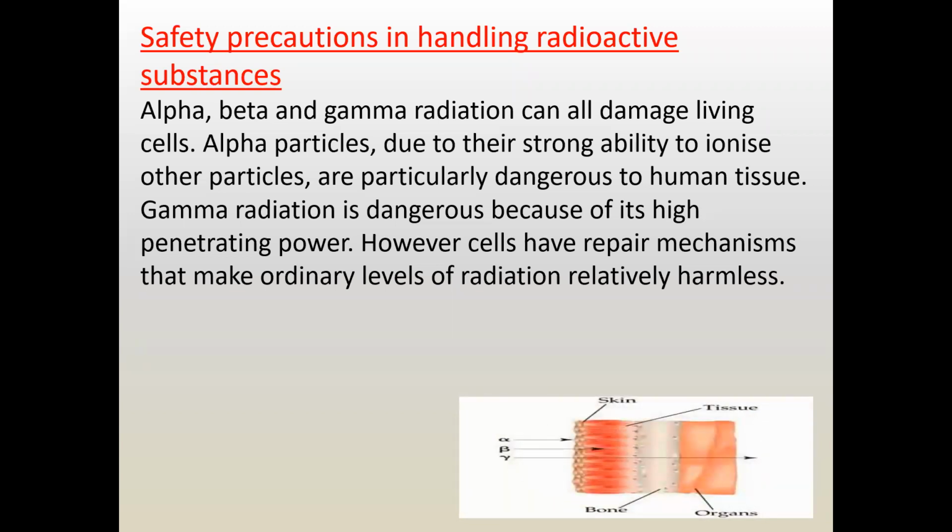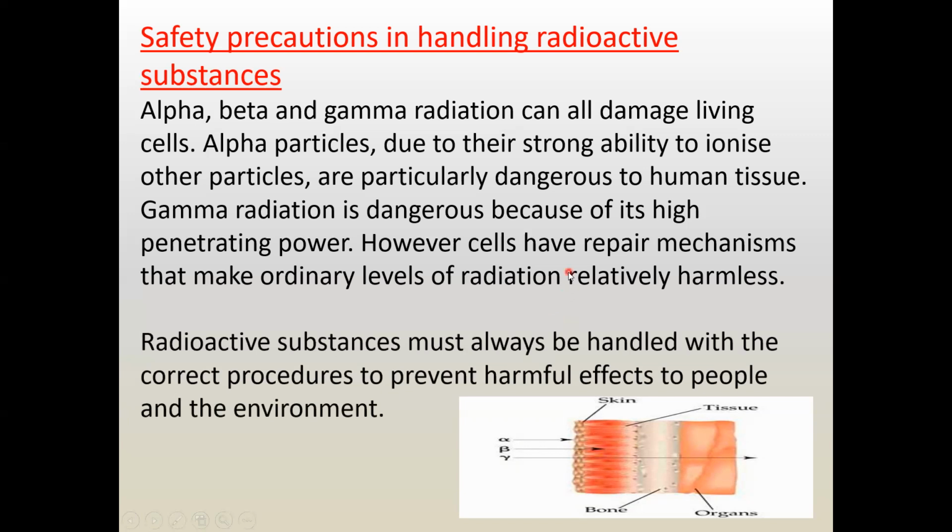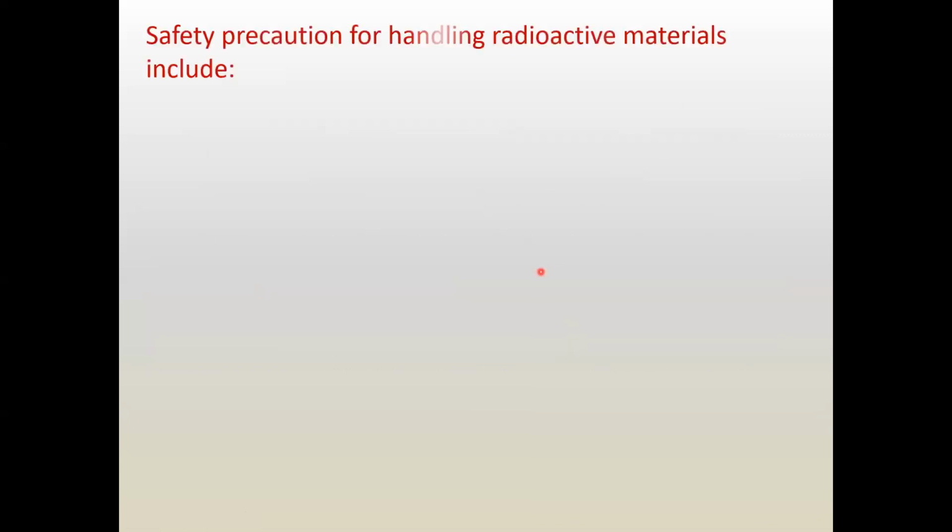So as you can see, we have alpha, beta, and gamma. Alpha can travel, for example, 4 to 5 centimeters in air, so it will be stopped at the top layer of the skin. Where beta, what will happen? It will pass through the tissue. And what is the effect of gamma? Gamma is highly penetrating, so it will even pass through the human body. So radioactive substances must be handled with the correct procedure to prevent harmful effects to people or to the environment. So what are the safety precautions for handling a radioactive material?